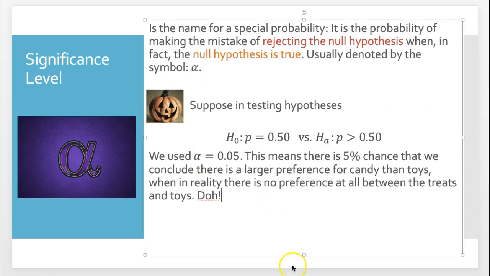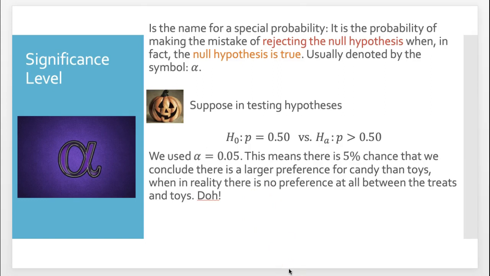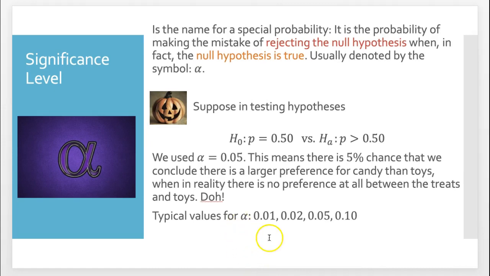Okay, but at the same time, we're just saying, hey, we're humans, we're not perfect, and we don't 100% know everything for sure. But here's the chances of us getting it wrong. Typical values for the significance level are 0.01, 0.02, 0.05, 0.10. And usually we say 1% significance level, 2% significance level, 5% significance level, 10% significance level, and so on. Whenever you report the results for a test, you always have to provide the significance level.